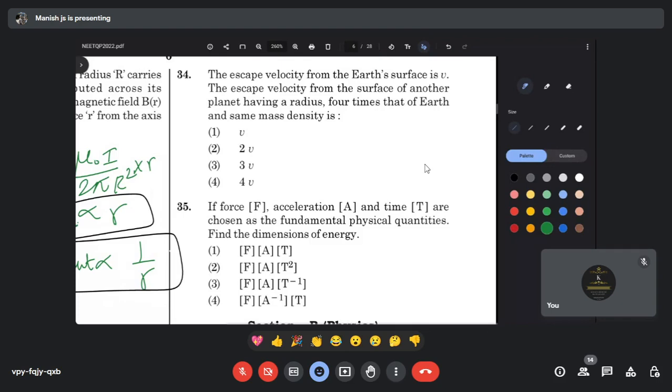Okay, fourth option, did you find it already? Okay, option 2, sir, 2v. One is saying option 4, one is saying option 2. Okay, we will see. Sir, 4. Cherry. So escape velocity.